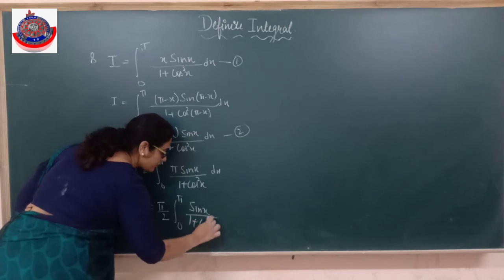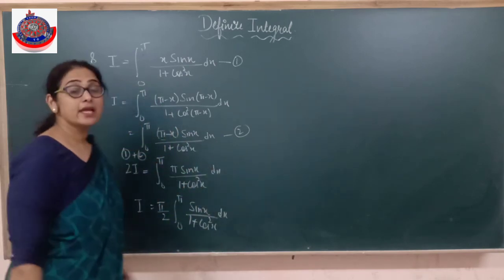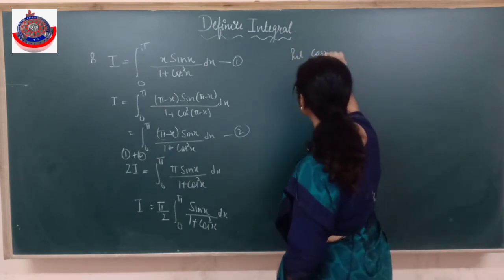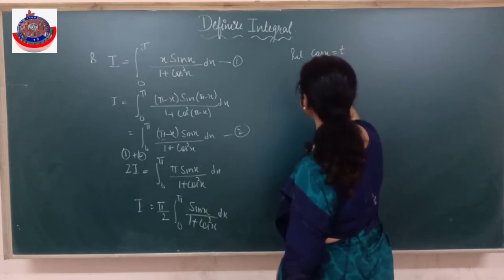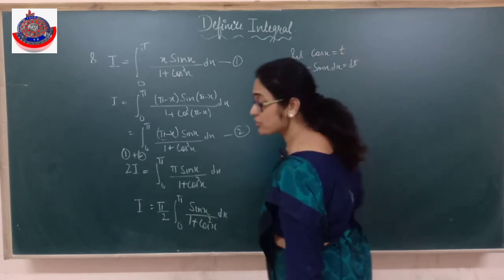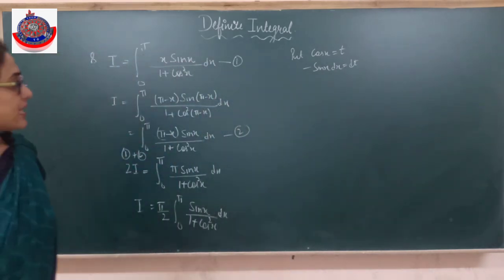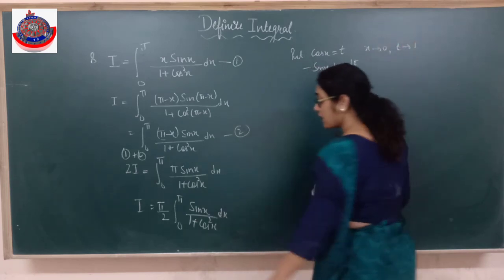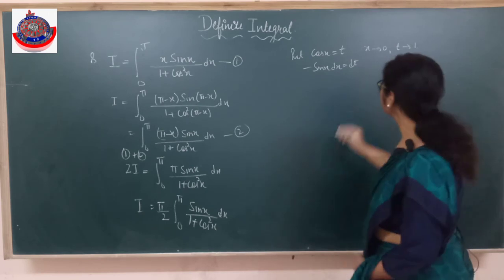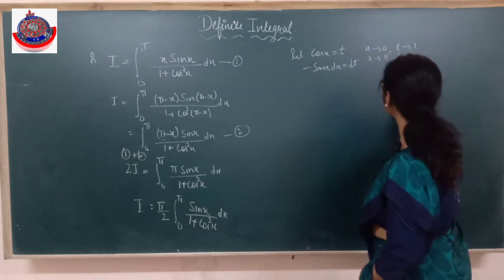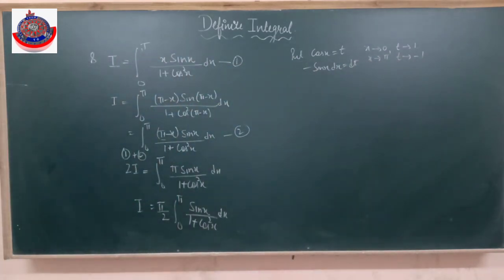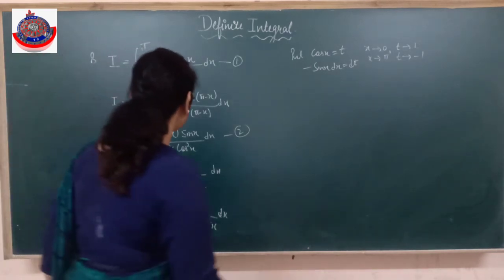So how will we do this now? This can be done by substitution. Clear? So put cos x equals t, minus sin x dx equals dt. Substitution method is clear to everyone. Alright, when I change the variable, I have to change the limit also. As x approaches 0, cos 0 is 1, t approaches 1. As x approaches pi, t approaches minus 1, because cos pi is minus 1. Clear? Alright.